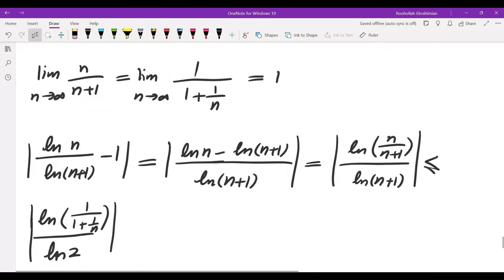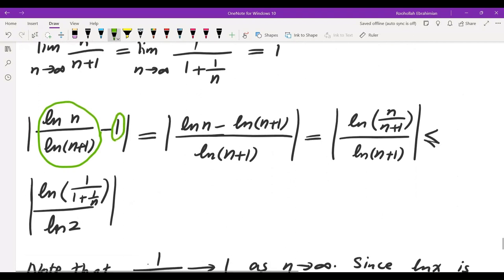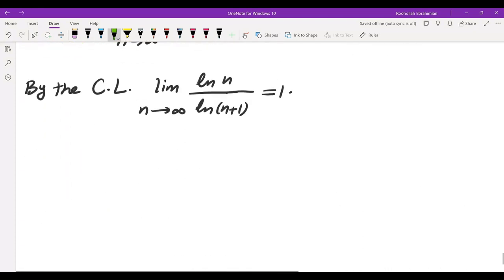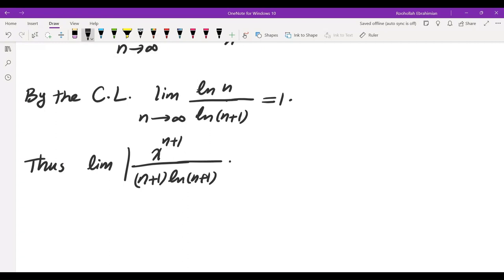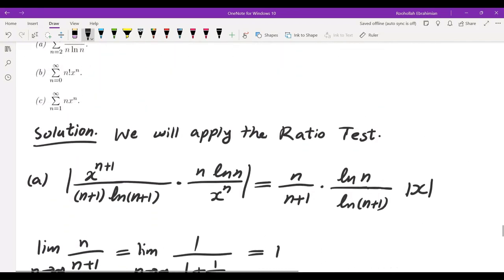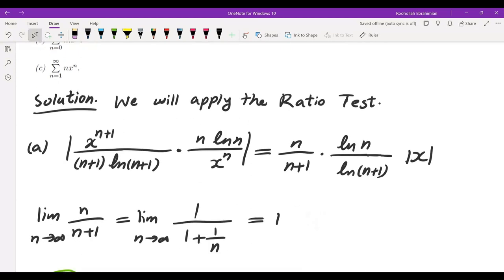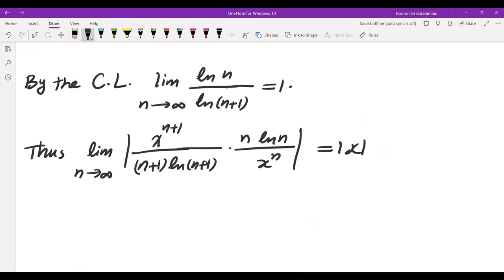So if we go back and look at this, we have this sequence. Minus 1 is less than or equal to this sequence times a constant. This sequence approaches 0, therefore the sequence natural log n over natural log n plus 1 must approach 1. Okay, so thus the limit that we had of x to the power of n plus 1 over n plus 1 natural log of n plus 1 divided by x to the power of n over n natural log n as n goes to infinity is going to be: n over n plus 1 approaches 1. Natural log n over natural log n plus 1 also approaches 1. So the whole thing approaches absolute value of x.